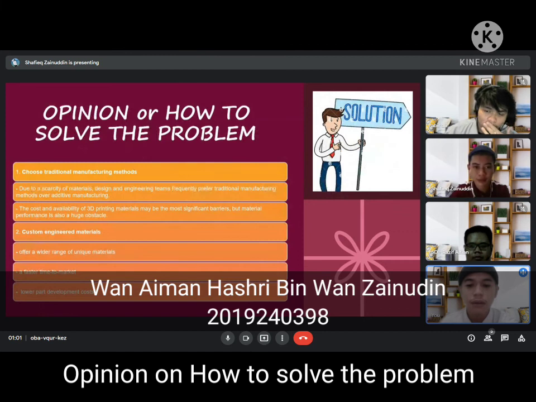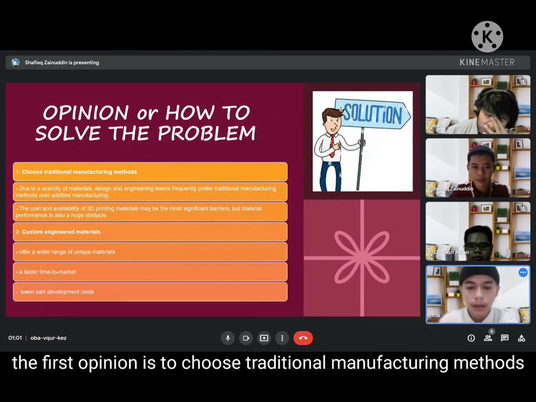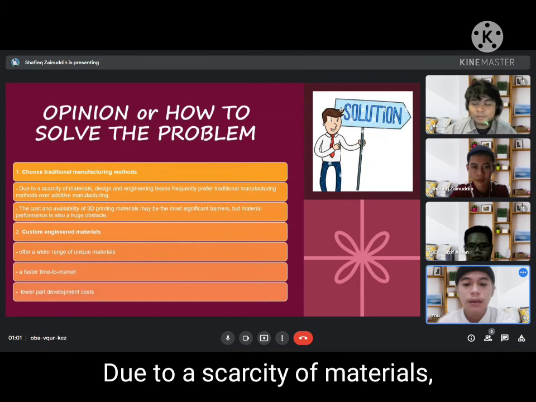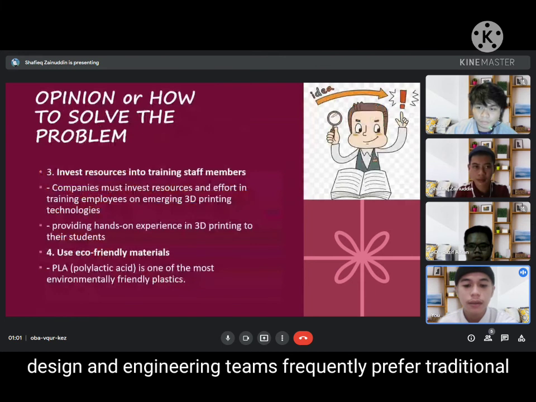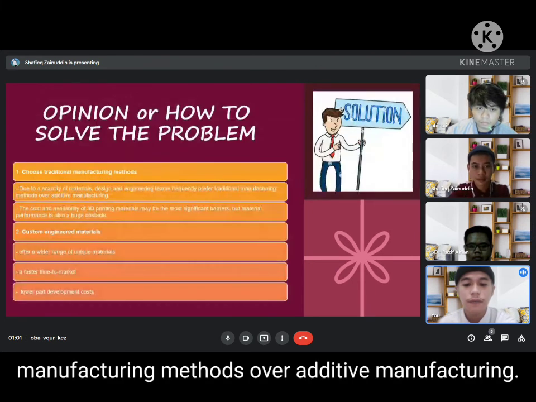Options for how to solve the problem. The first option is to choose traditional manufacturing methods. Due to a scarcity of materials, design and engineering teams frequently prefer traditional manufacturing methods over additive manufacturing.